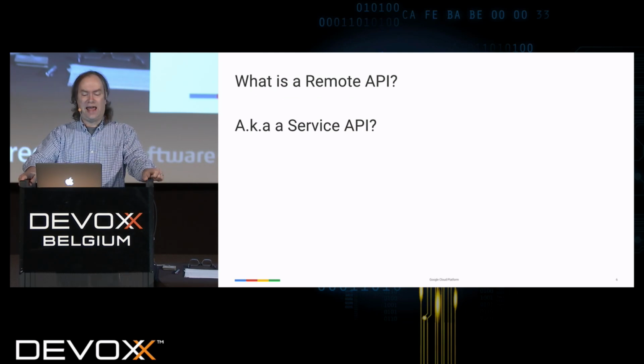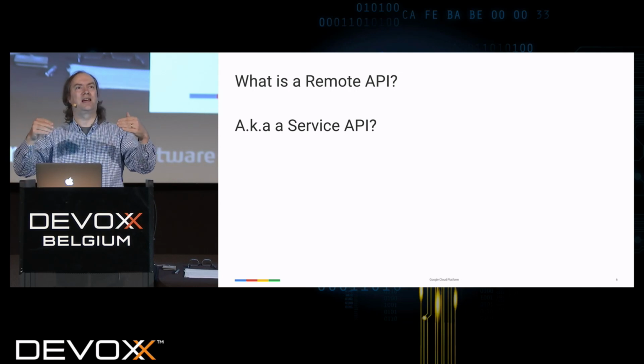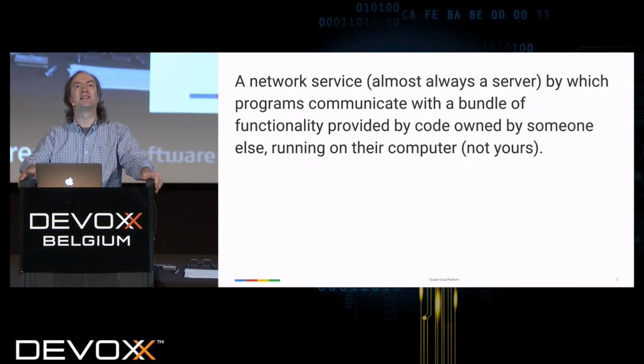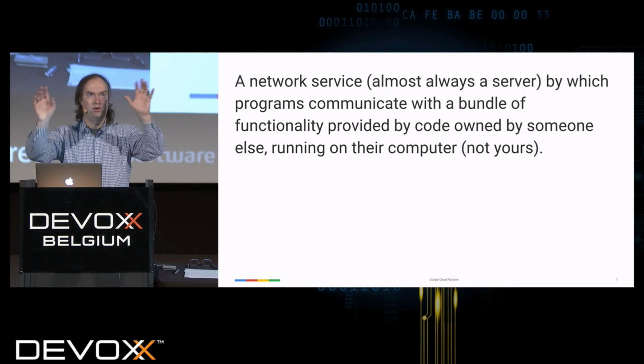So what is a remote API or a service API? I really want to try and use the two words together rather than just API, because the single word just gets too confusing. It is a network service, almost always, not quite always a server, by which programs communicate with a bundle of functionality provided by code owned by someone else running on their computer, not yours. Okay? Cue Richard Stallman here.